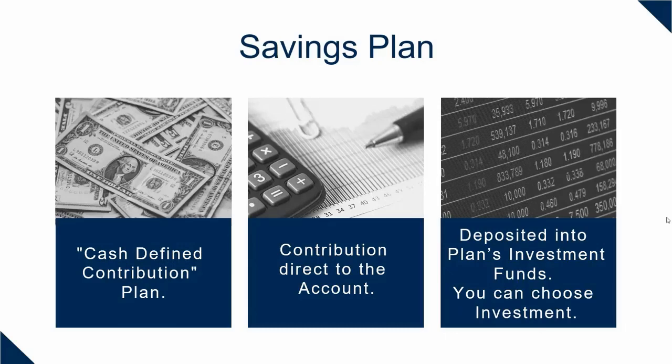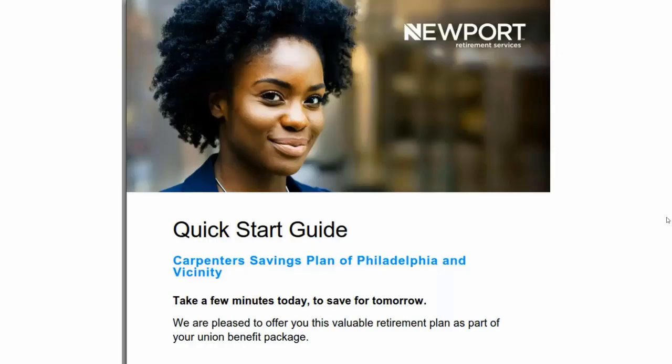Now, when you do come in to retire down the road, you're going to have the option of either cashing it out and having those tax consequences at that time, or you can roll it over tax-free to another financial institution. After you have contributions contributed, you will receive a welcome package from the Newport Group. And the Newport Group is the day-to-day record keeper of the savings plan. We at the fund office are the administrator of it, but the Newport Group is the day-to-day record keeper.